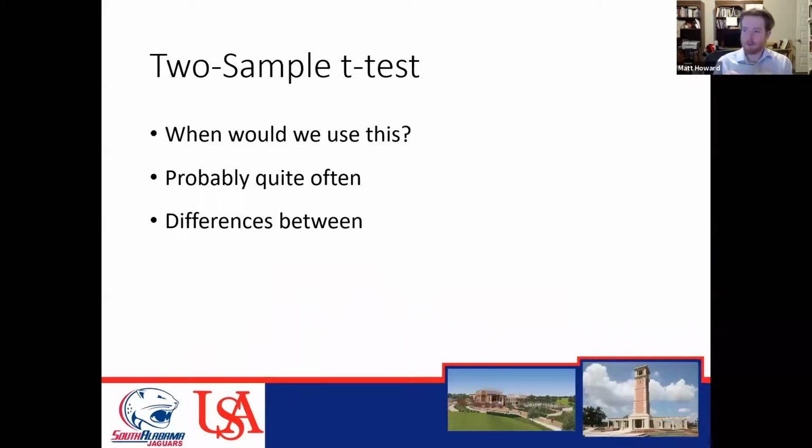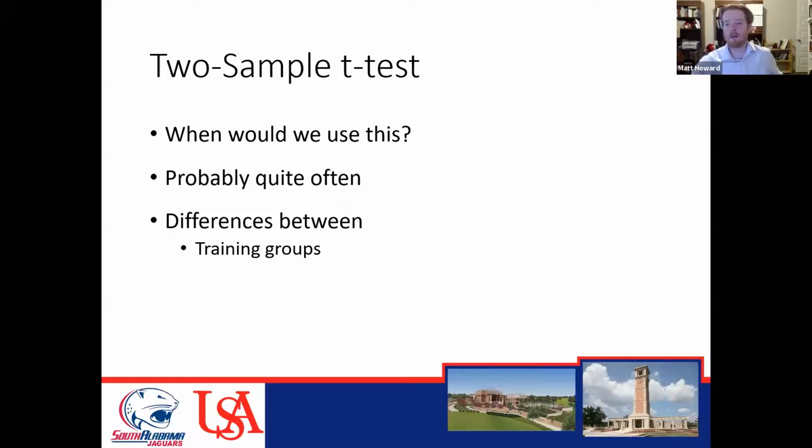Okay. So when would we use this? And honestly, we would use a two-sample t-test quite often, both in research and in practice. There are a lot of instances where we would want to use a two-sample t-test. These instances are when we're looking at the differences between training groups. I use it all the time to compare training groups. It's very common for companies, when they implement a new training, to give the old training to one group of employees and then to give the new training to a different group of employees.